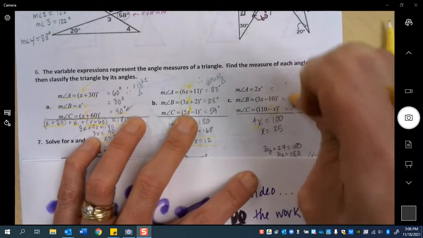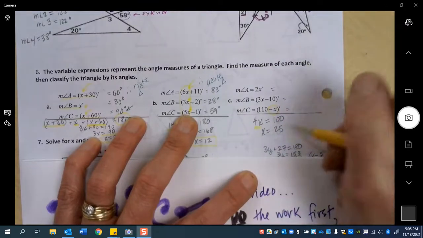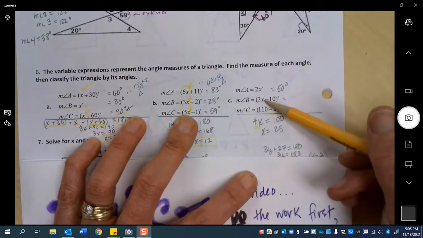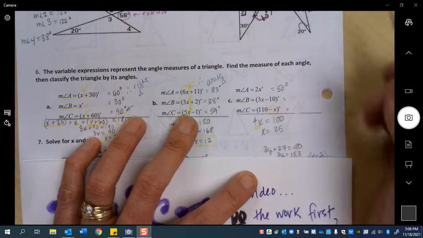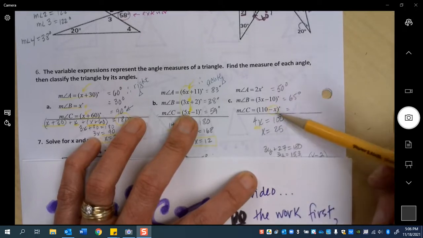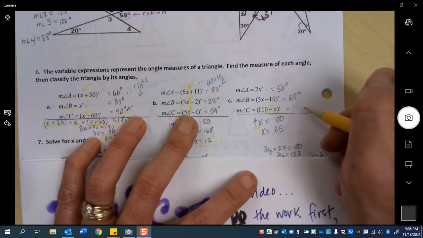So let's see what this does to these answers. Are you ready? 2 times 25 is 50. 3 times 25 is 75 minus 10, 65 degrees. And 110 minus x sounds like it's going to be 85 degrees. That's interesting.